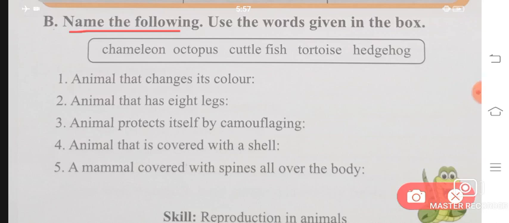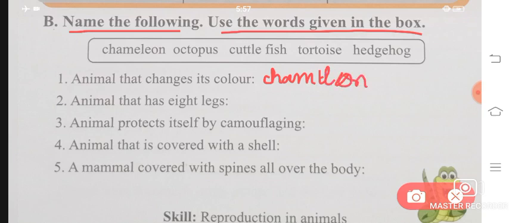Next question is, name the following. Use the words given in the box. The box has words, you have to use them and complete this. Animals that changes its color. Answer is your chameleon. Number 2, animal that has 8 legs, octopus.